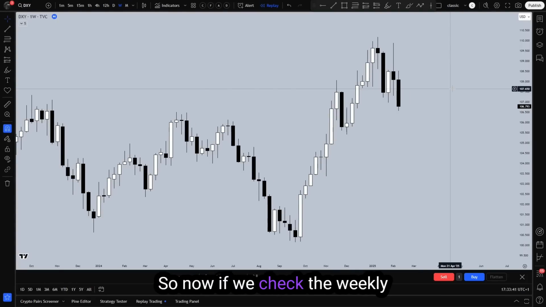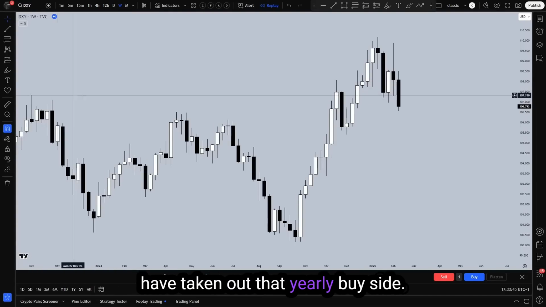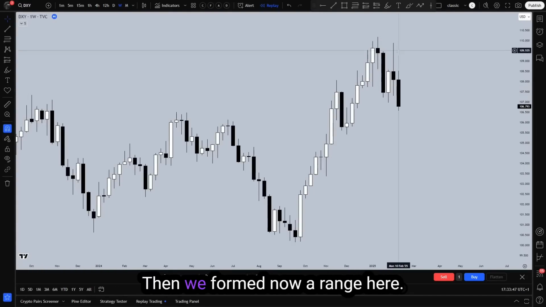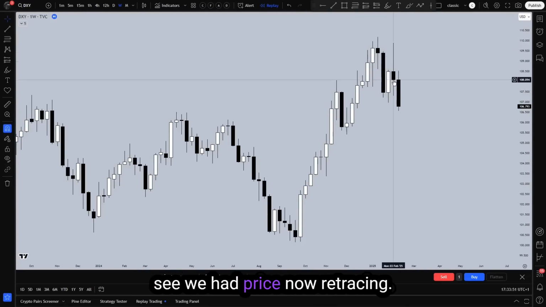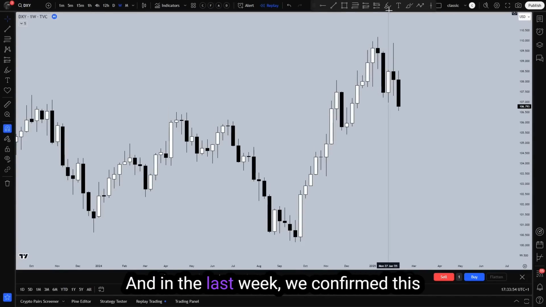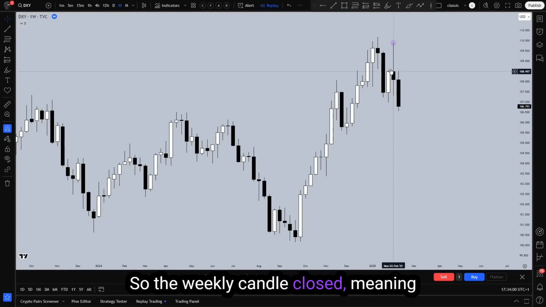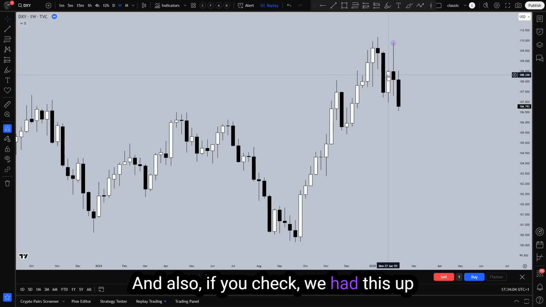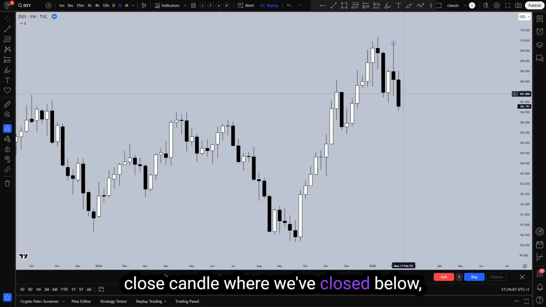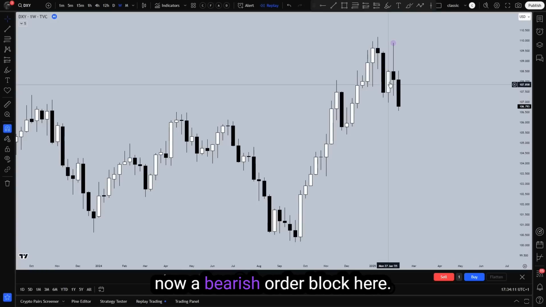If we check the weekly chart, as you can see, we have taken out that yearly buy side. Then we formed a range here, and in the recent weeks you could see we had price retracing. In the last week, we confirmed this weekly swing high with a lower high here. So the weekly candle closed, meaning we have a weekly swing high here. Also, we had this up close candle where we closed below. This candle close also confirms a bearish order block here.